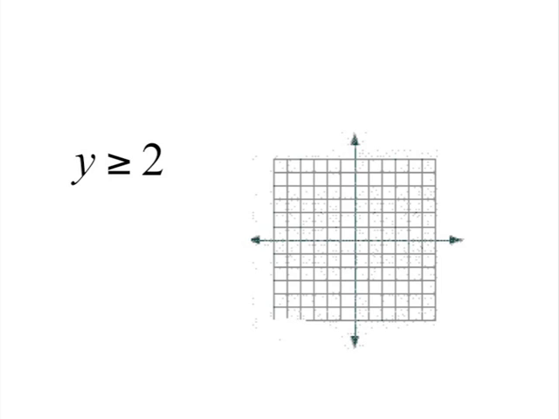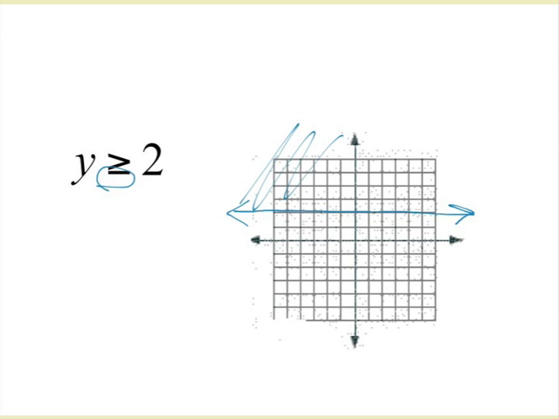The first thing we do is graph the line as if it's an equation. So what kind of a line would y equals 2 be? Horizontal at a height of 2. We're going to use a solid line because there is an equal to bar. So that means it can actually attain that line. Or it could be y is greater than that line. So how do I show that? Shade above.